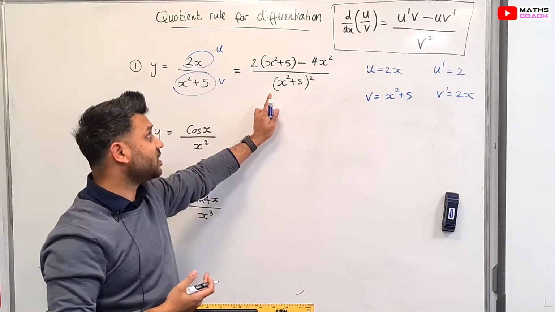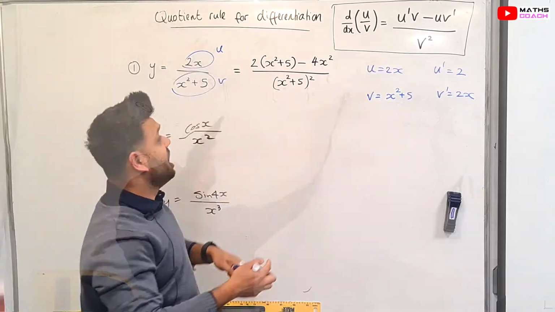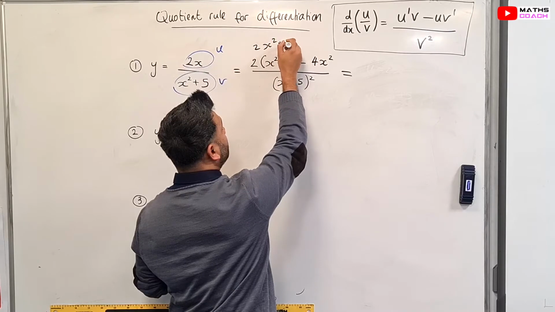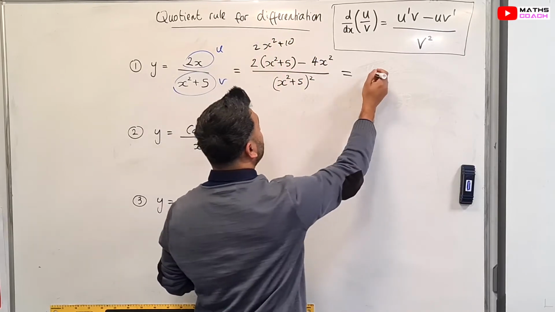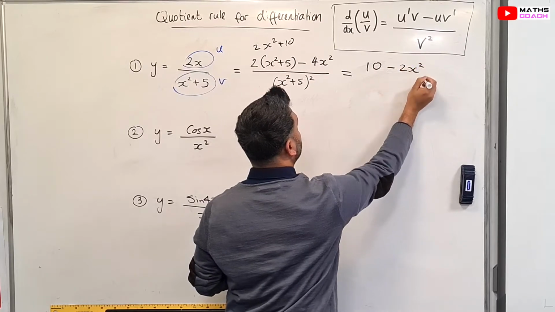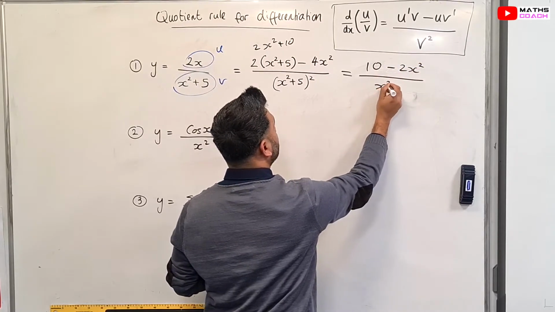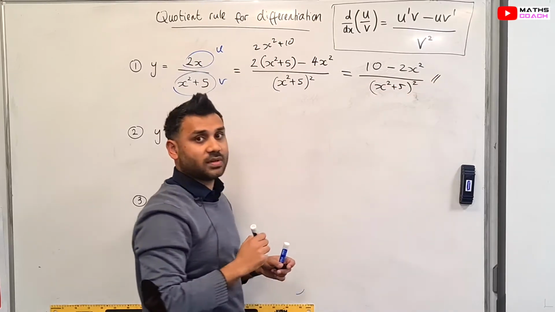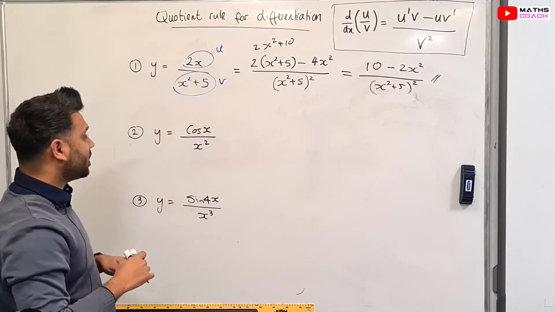All we have to do now is see if we can simplify the numerator. So this gives us 2x squared plus 10 minus the 4x squared. So we can write this as 10 minus 2x squared, all over x squared plus 5, all squared. And that's the first question complete. Let's have a look at the second question.